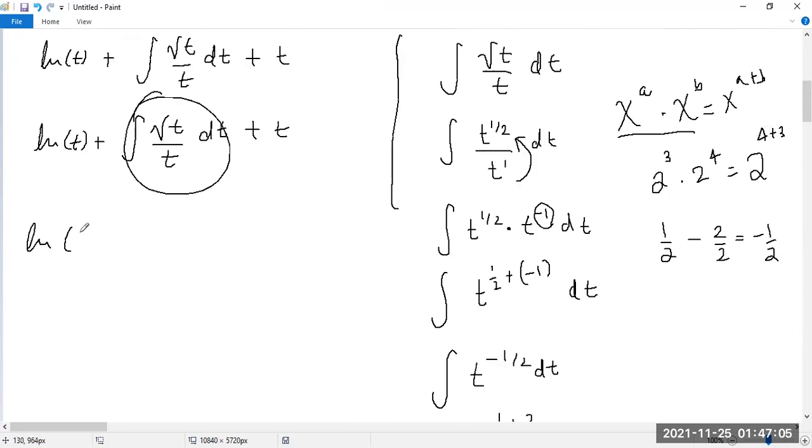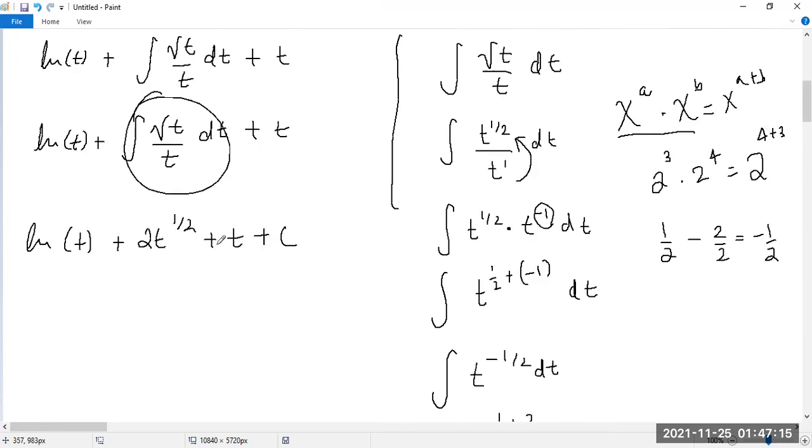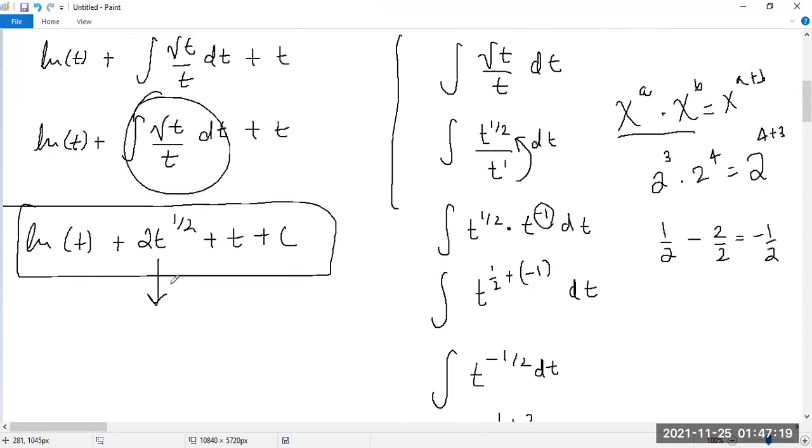So this is the same as ln of t plus 2t to the 1/2 plus t plus c. And this is essentially my answer. You could put this in radical form. You could say that this is 2 square root t, but the answer still stands.